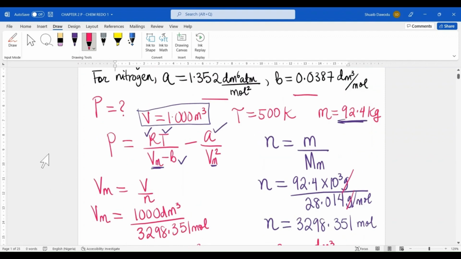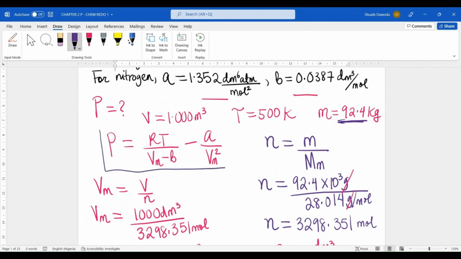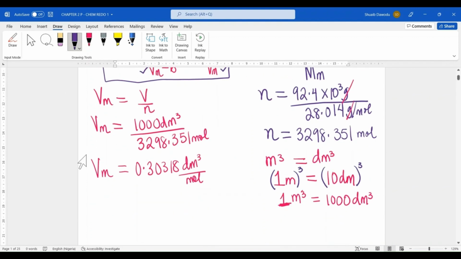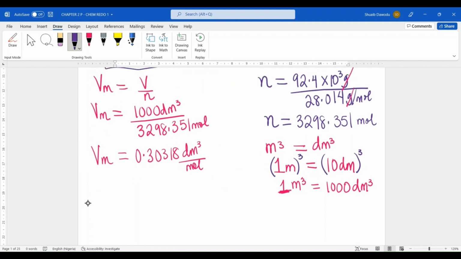So we go back to our work again, and we see from our van der Waals equation of state that we have all the parameters that we need in order for us to determine pressure. We have the gas constant, we have the temperature, the value for A, value for B, and of course the molar volume. So now we can simply substitute. I'm going to do it at the bottom here.